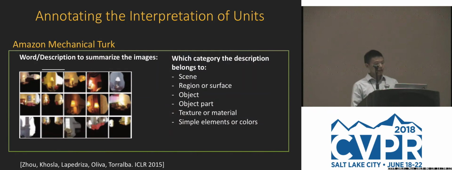The first thing I tried is to manually annotate each unit, the way we annotate individual images. Basically, we send the top activated images to Amazon Mechanical Turk. Then we ask the workers to come up with some descriptions to summarize the patterns. Then we ask them to cross out the outliers. Through that, we can estimate how accurately the unit detects some patterns. For this particular unit, it detects a lamp. So we do the annotation for all the units.